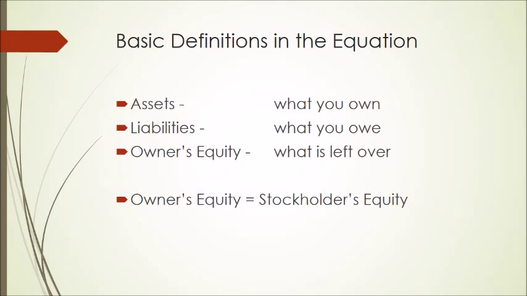The first category is assets. That's what we own. Next, we have liabilities, which is what we owe. And finally, owner's equity, which is what is left over. That's why the accounting equation will always be in balance, because if we subtract what we owe from what we own, we'll always have what is left over.